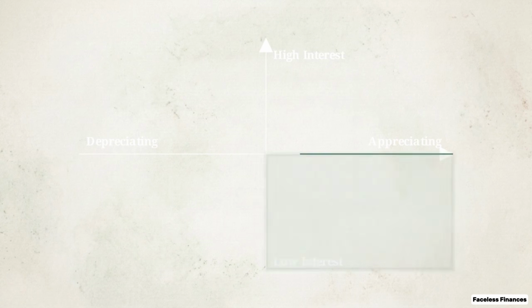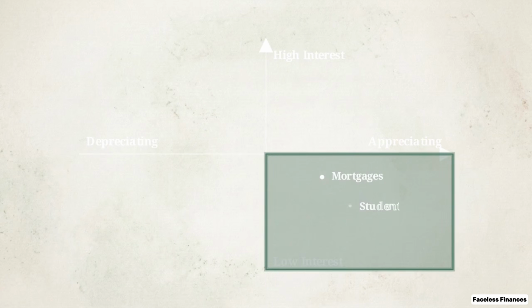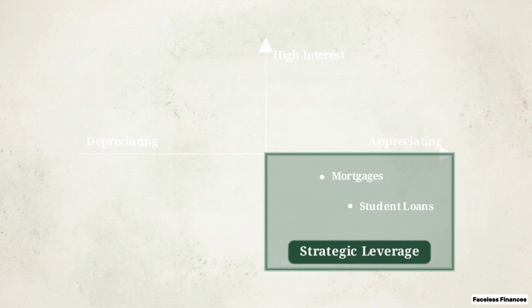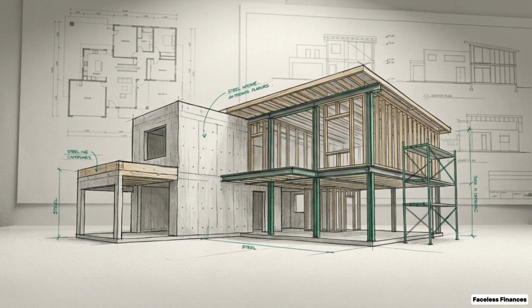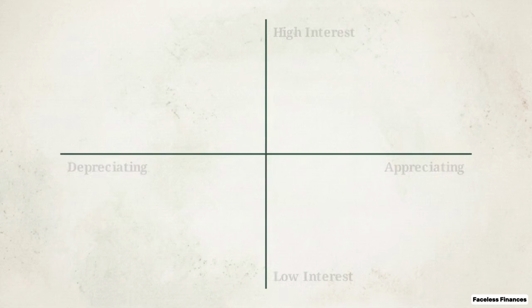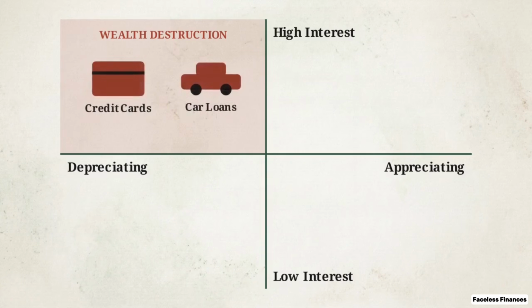Mortgages and student loans sit in the bottom right. These are high-utility appreciating assets, typically financed at low rates. This quadrant represents the strategic use of leverage. The core trade-off for these loans is liquidity. You commit your current cash to a long-term obligation because the expected growth of the asset will increase your total net worth over time.